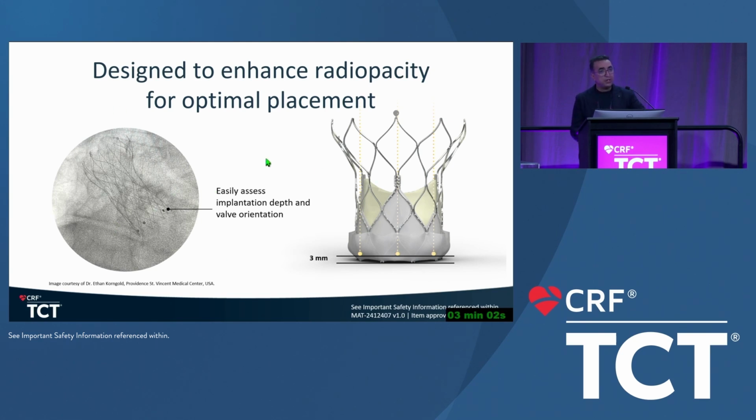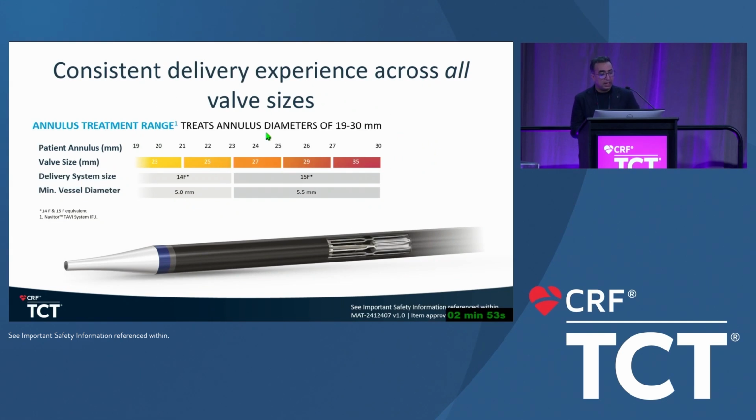I'm hoping in future generations we can do better with commissure alignment, but with the big cells, I've not had an issue accessing coronaries. And again, just a reminder of the vessel size you need, and I want to reiterate that we'll often think of the Navitor 35 when we have challenging access. It'll be a reason to choose this platform, because it requires the smallest vessel size to implant a large valve.